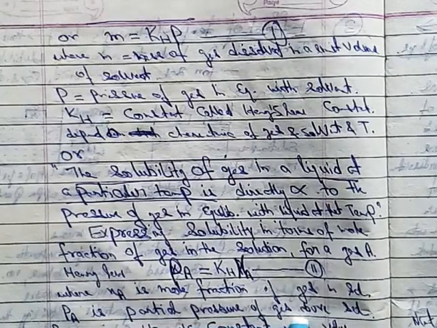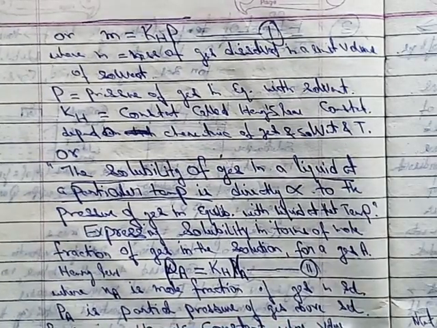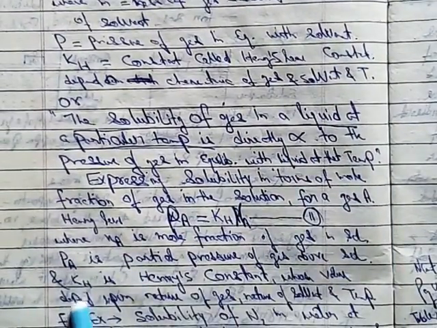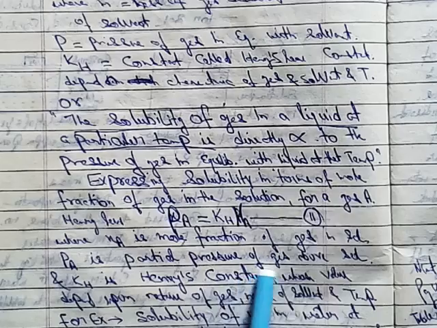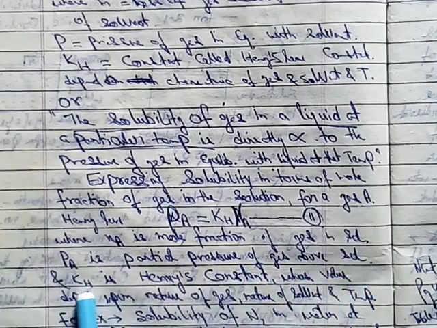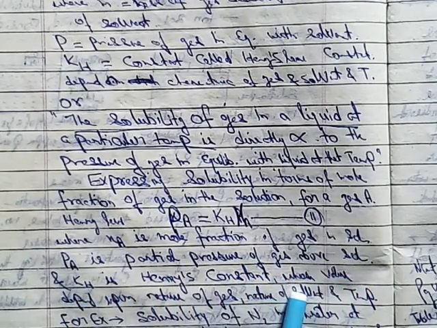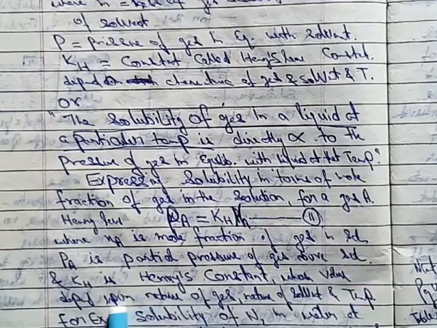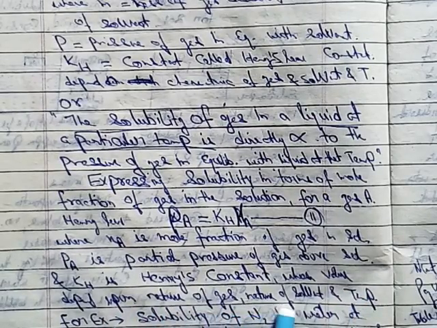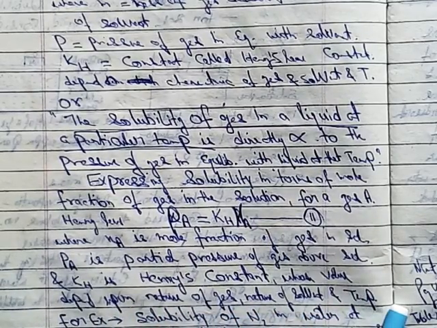PA is the partial pressure of gas above the solution. What is KH? KH is Henry's constant, whose value depends upon the nature of gas, nature of solvent, and temperature, which we have seen above.